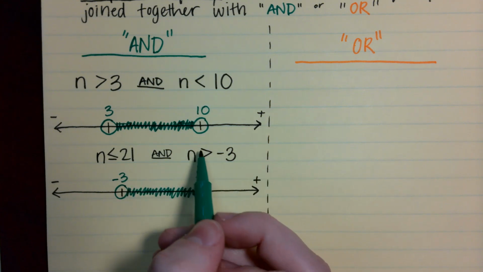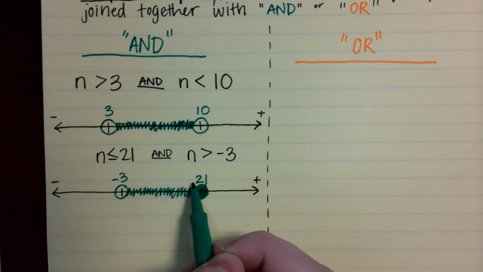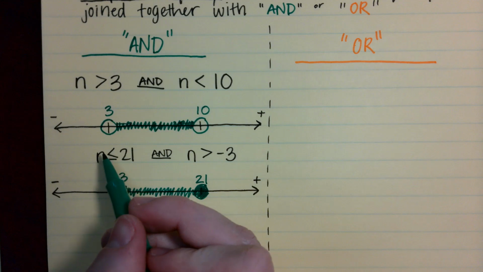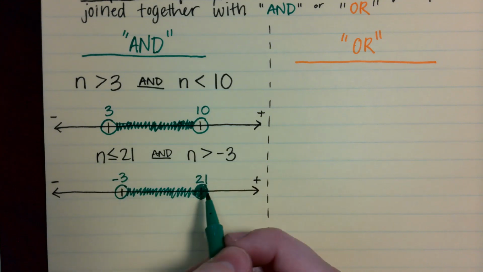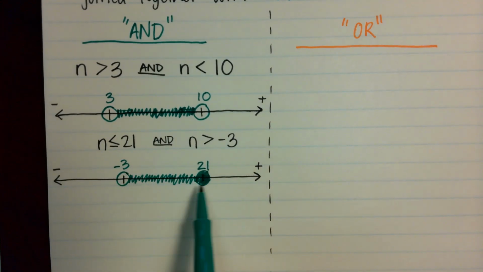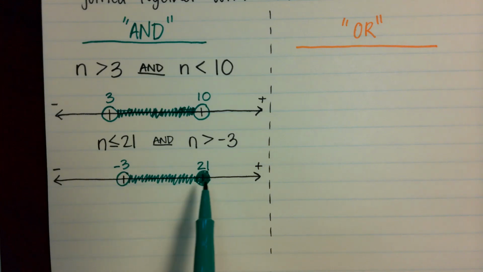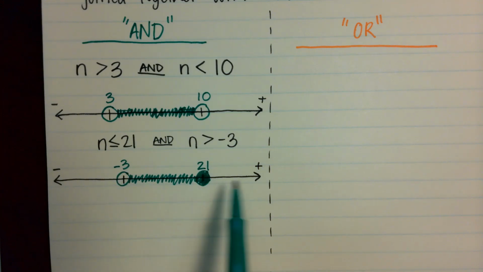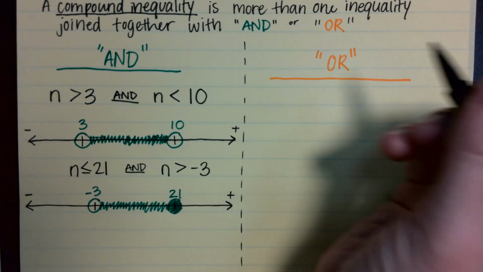Because I've got n is greater than -3, so that means I'm shading to the right of -3. And n is less than or equal to 21. So we can see we're shading to the left where the numbers get smaller. So our solution is any number that is in between these values, not including -3. We are including 21. Okay, any questions about that, guys? Feel okay about it? Let's look at or. I'm going to give you some examples for that one.